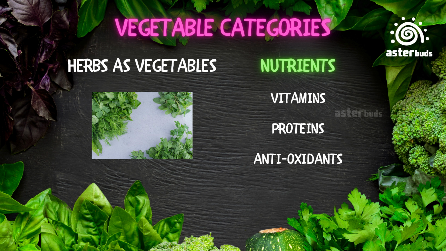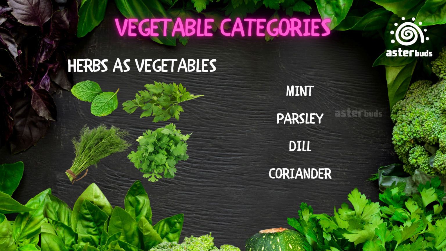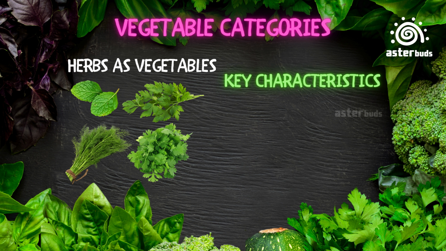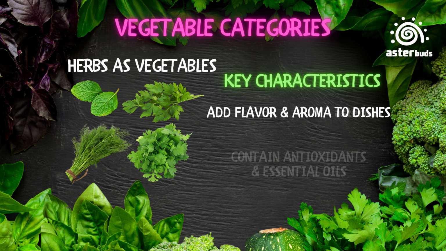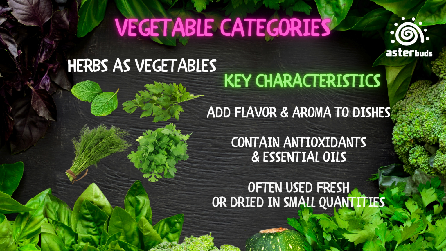Herbs as vegetables. These are plants whose leaves or tender shoots are used as vegetables for their aromatic or medicinal properties. Examples of herbs as vegetables are mint, parsley, dill, coriander, etc. Key characteristics: add flavor and aroma to dishes. Contain antioxidants and essential oils. Often used fresh or dried in small quantities.